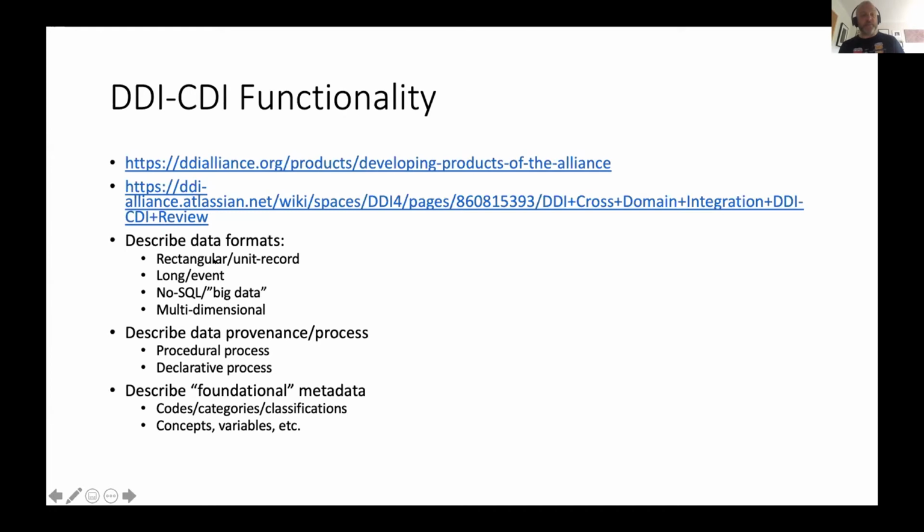It covers data formats. You say it's current. Well, we've just completed the first public review, and I put the links here in the slides, and we're currently reviewing the responses to that. It describes data formats, process and provenance, and some foundational metadata, codes, classifications, concepts, variables, and the like. It doesn't extend into some of the content that we've talked about in the metadata element set, partly because a lot of that exists in the DDI Codebook and Lifecycle, the higher levels of those frameworks.